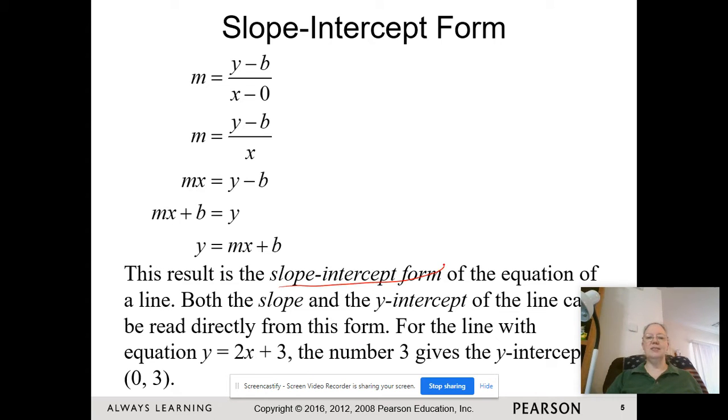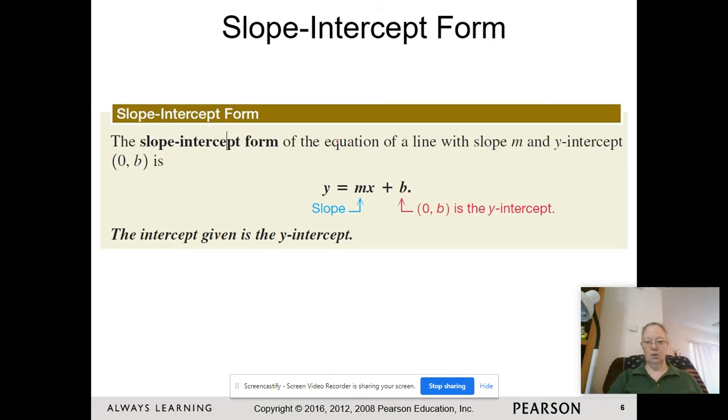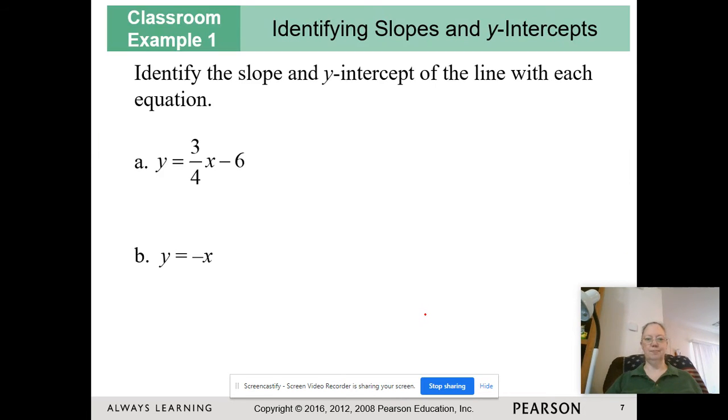We call this slope-intercept form. The reason we call it slope-intercept form is because this number is our slope, and this gives us the y value for the y-intercept. So y equals mx plus b, that's called slope-intercept form, because this number is the slope, and this number gives us the y part of the y-intercept.